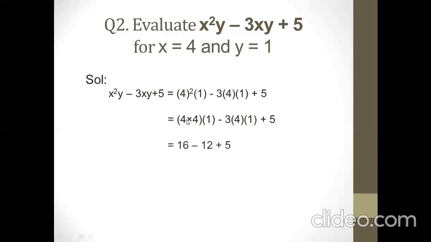Now 4 times 4 is 16, 3 times 4 is 12 with negative sign, and this plus 5, right? In the next step, we have to separate all positives together. This is 16 and this is plus 5. Now move this minus 12 to the last as the last term, right? Now add them, it will become 21, then minus sign, and then 12. After simplification, we will get 9, which is the answer, right?